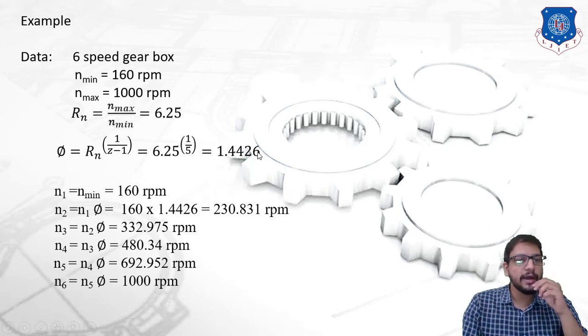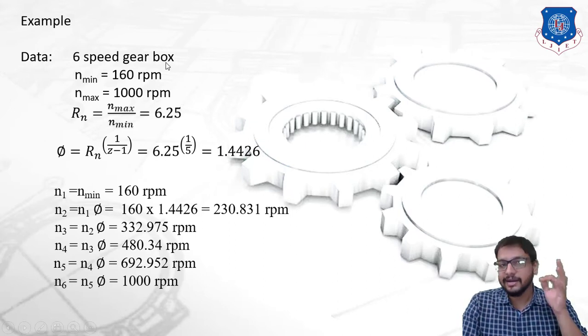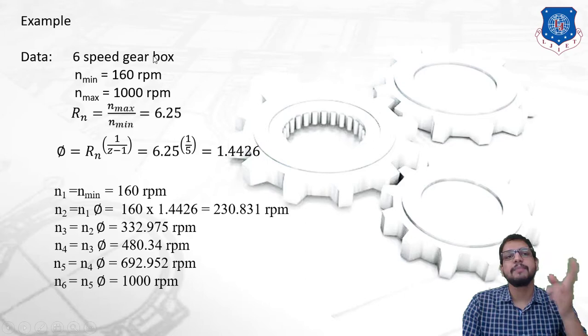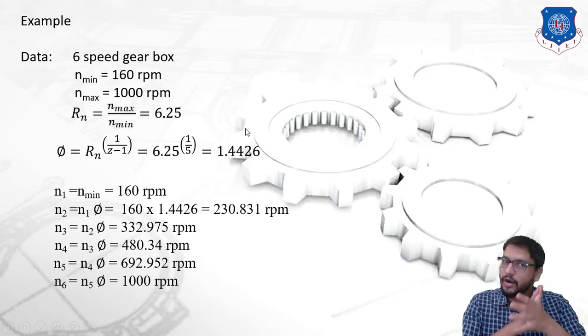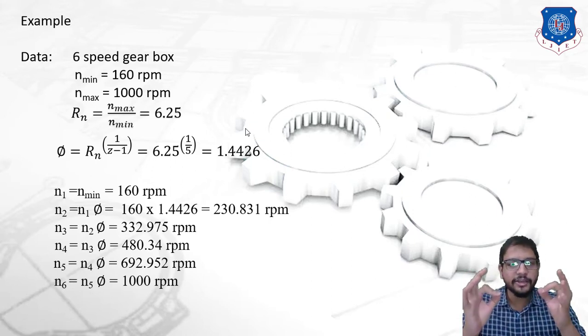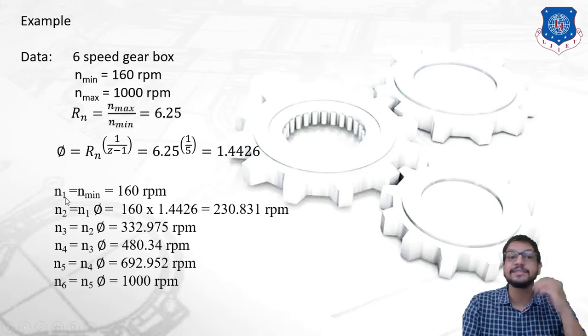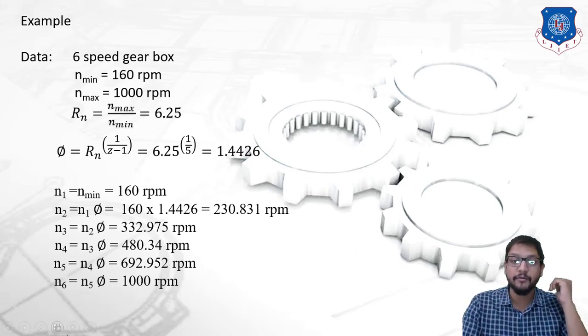Remember, by just using three data, that is Z equal to 6, N minimum equal to 160, N maximum equal to 1000, we have determined the range ratio Rn and second, the gear ratio phi. Now once we have obtained the gear ratio, we can determine the successive spindle speeds available on our machine tool. So how? N1 is N minimum, that is 160 rpm, which is given data.